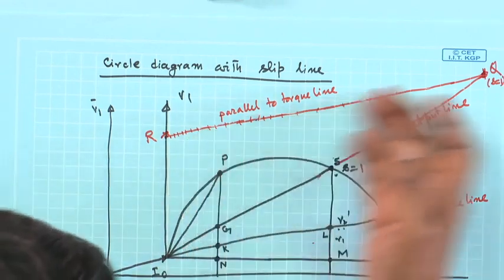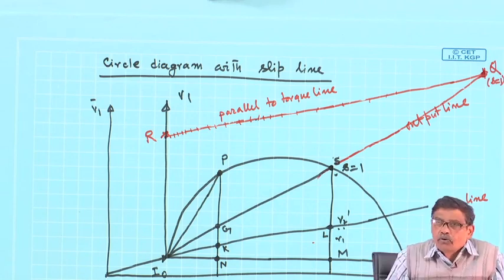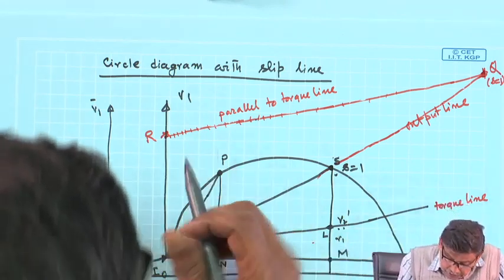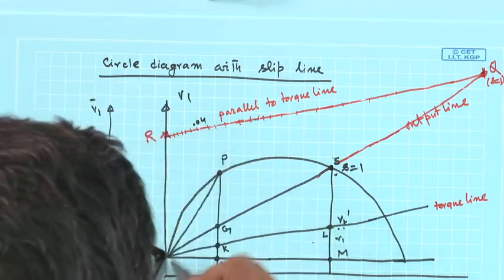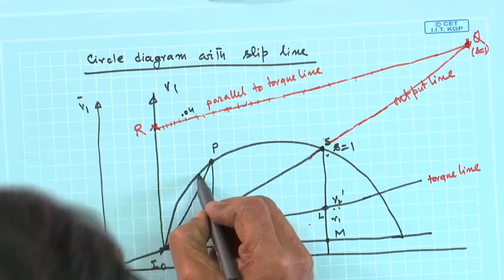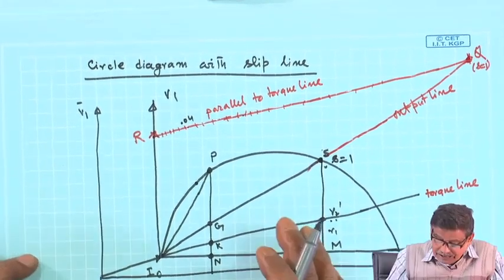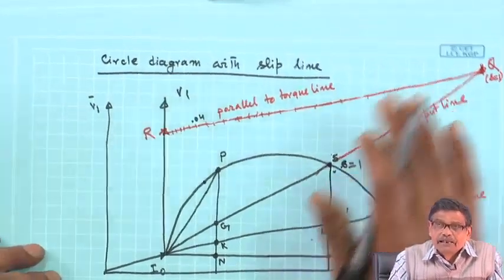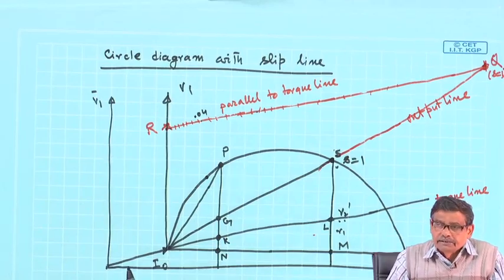What I am telling is, if such a line is given, then to fix up the operating point, if somebody says the machine is operating at 0.04 slip, I will go here and find 0.04, join this point with that, and wherever it cuts here becomes the operating point. Are you getting it? The virtue of the slip line lies there, and we will discuss it in the next class. Thank you.